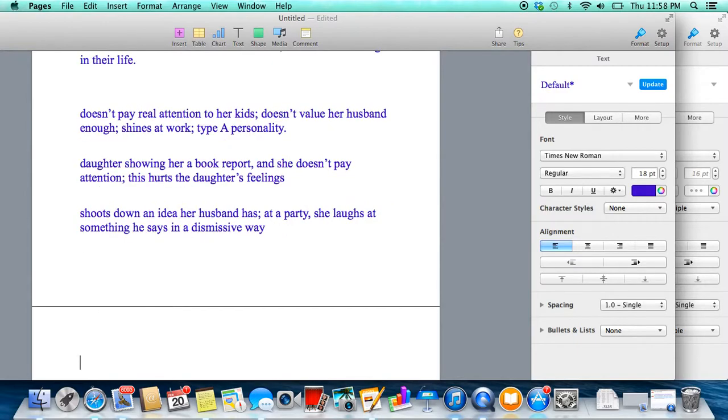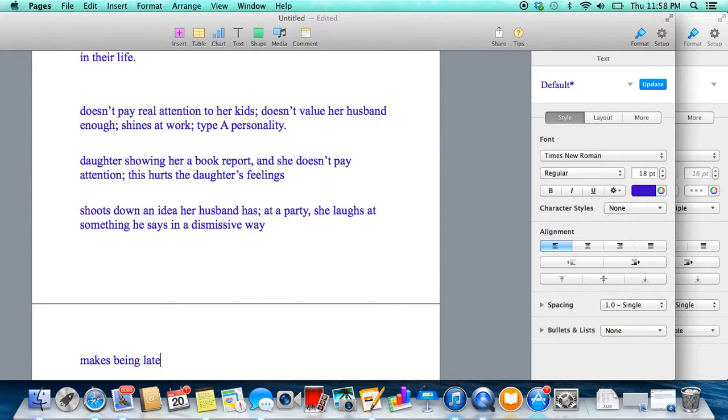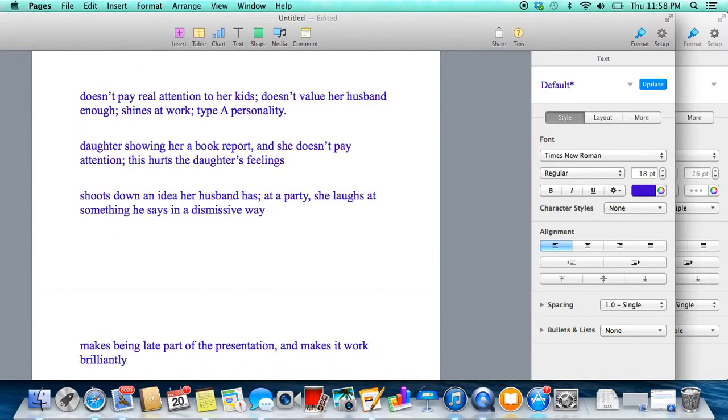Shines at work. In that presentation where she's late, she makes being late part of the presentation, and she makes it work, brilliantly even. I don't know exactly how that's going to happen right now, but I don't need to know that. It's okay. Just have a kind of skeletal feel at this point.